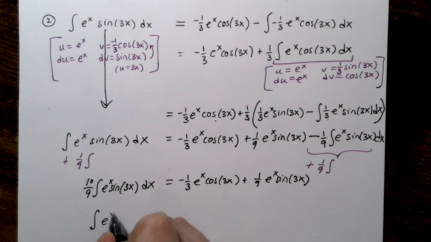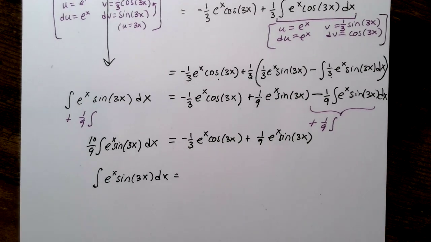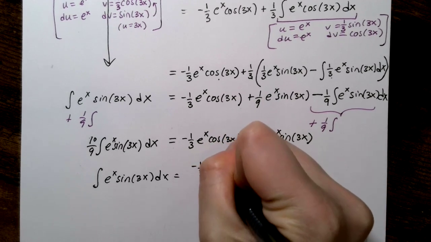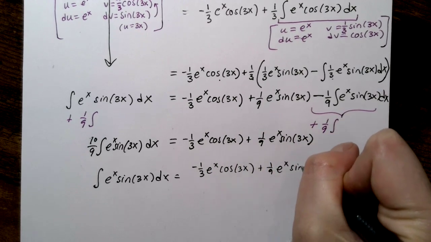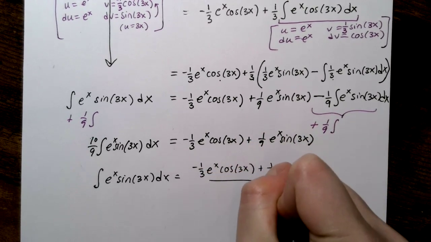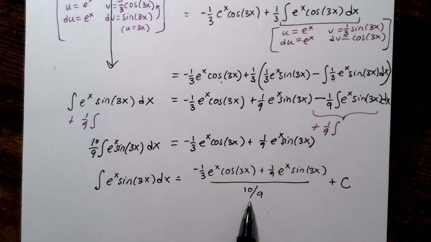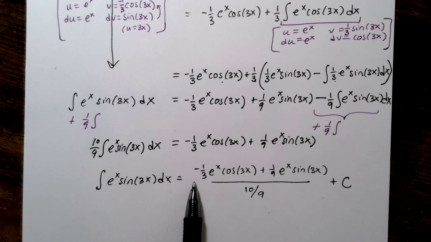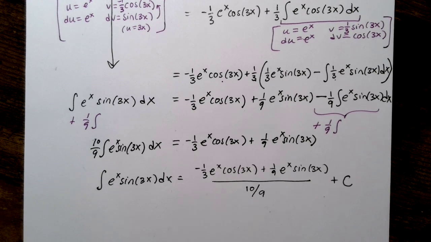So I have the original integral equals my whole right-hand side over 10/9, and then we throw on a plus c in the very last step. Now you have options here for simplifying for sure. Divided by 10/9 is the same as times 9/10 out front. And certainly that 9 could interact with the 1/3 and the 1/9. But anything from here, either simplified or not, is a perfectly good place to stop.